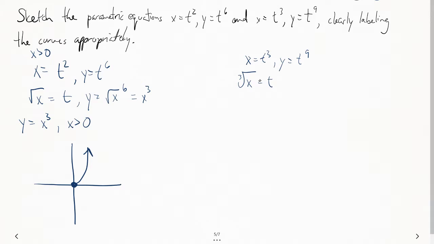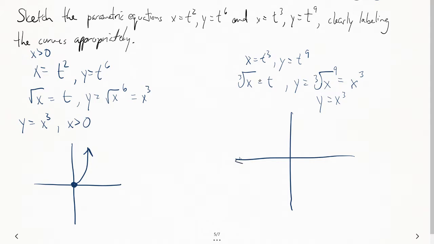Okay, so what this means is that y equals the cube root of t raised to the 9th. Well, that's just t cubed. Sorry, why did I put t? Cube root of x. Let's make sure we get that straight. Cube root of x to the 9th, and so that's just x cubed. But notice in this case there are no restrictions. And so this is why it's important. So this is just y equals x cubed.